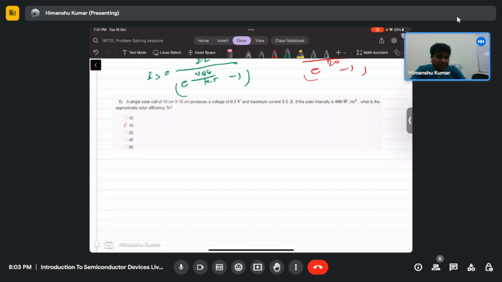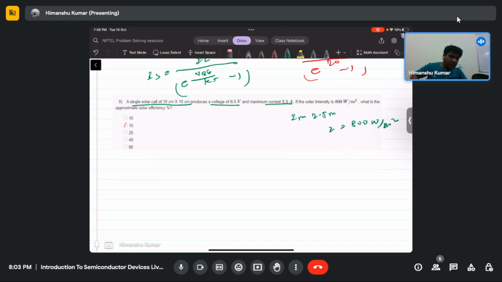Let's move to the next problem. A single solar cell of 10 centimeter cross 10 centimeter produces a voltage of 0.5 volt and the maximum current is 2.5 ampere. So IM is 2.5 ampere. The solar intensity is 800 watt per meter square. Then what is the approximate efficiency?